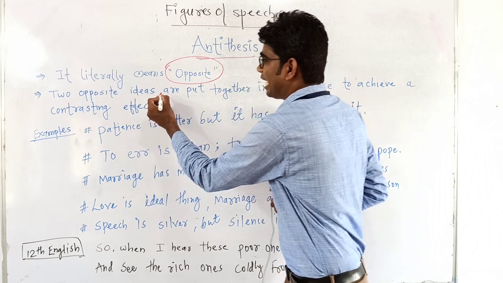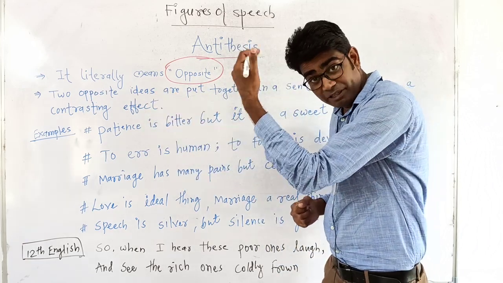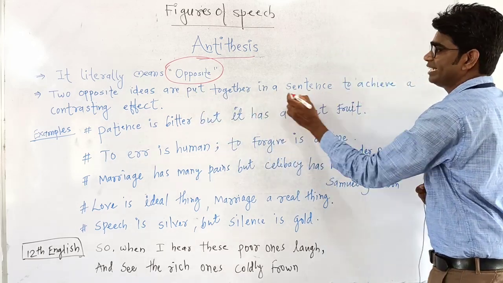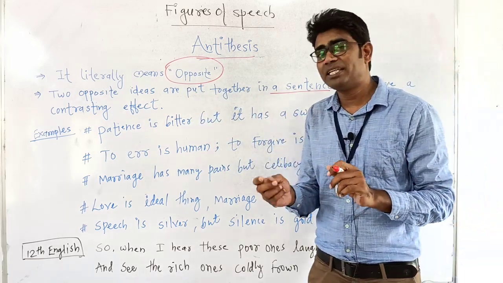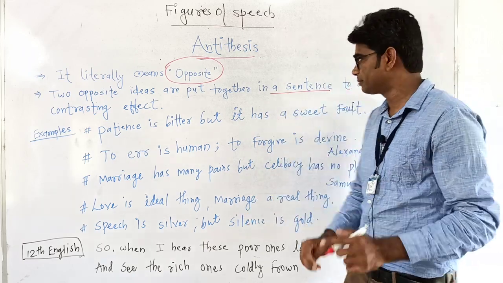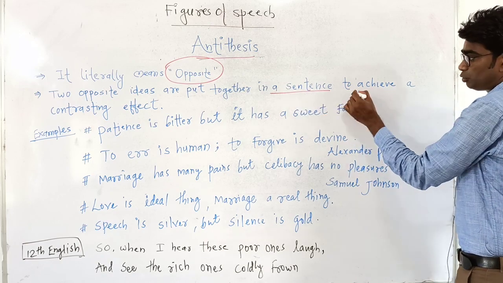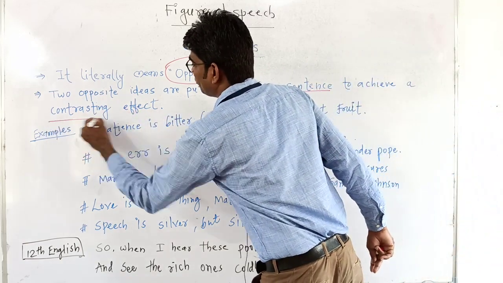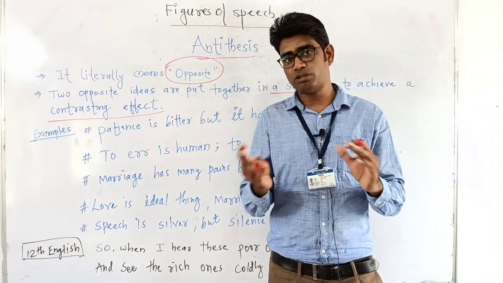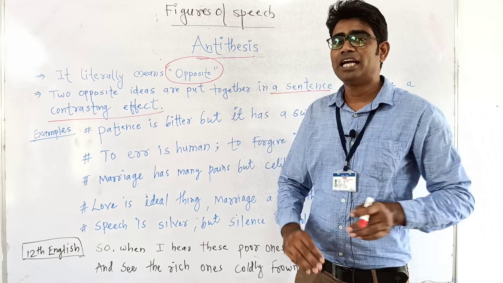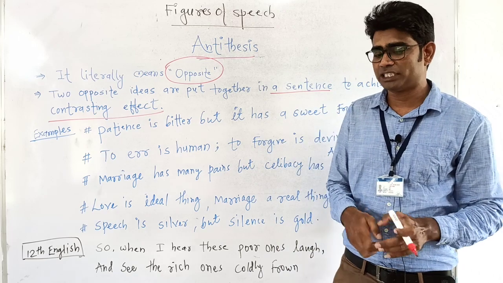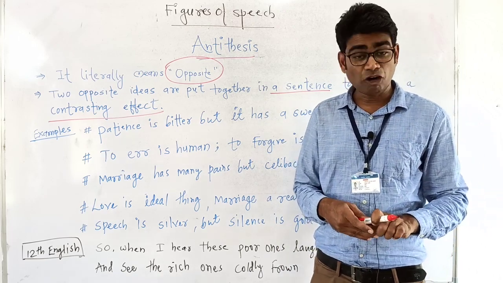The two opposite ideas, it may be words, it may be phrases, are put together in a sentence. एक अकेले sentence में there are two opposite ideas, probably two opposite words, two opposite phrases. For what? To achieve a contrasting effect. उसका contrasting effect achieve करने के लिए two opposite ideas, words और phrases एक ही sentence में actually we put together, और उसका एक पोएटिक इम्पैक्ट भी क्रिएट हो जाता है, इसलिए वो उस तरह से फॉर्म की जाती है.